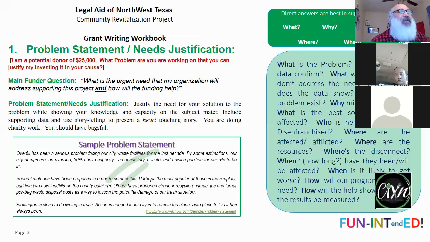I understand. I'm going to keep asking you simple questions. Just give me one sentence answers. Right. Okay, I'm looking at the problem statement needs justification from the workbook. The next, problem statement needs justification. Yeah, that's what I'm looking at. I'm just going through questions that are right there. Why might it get worse?